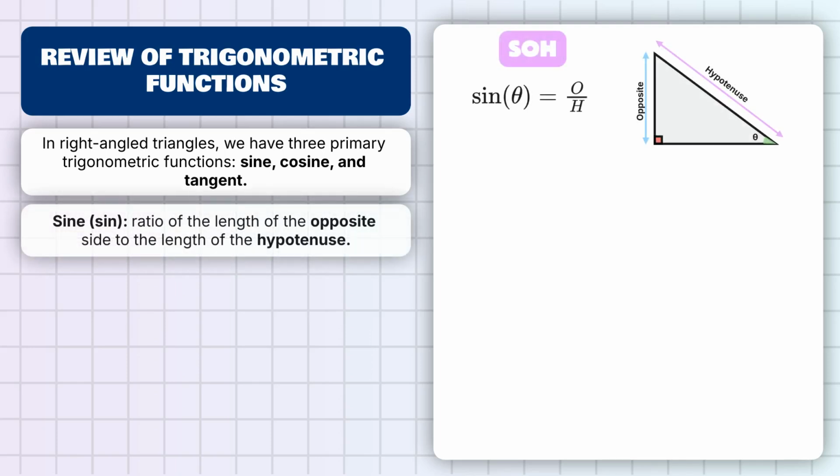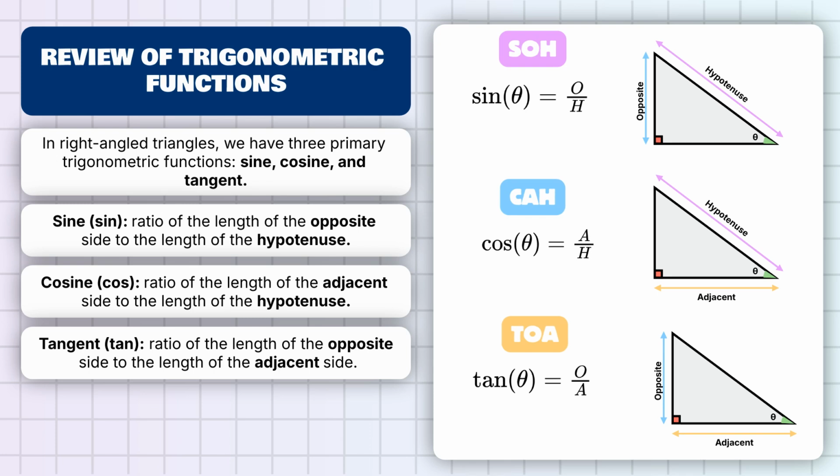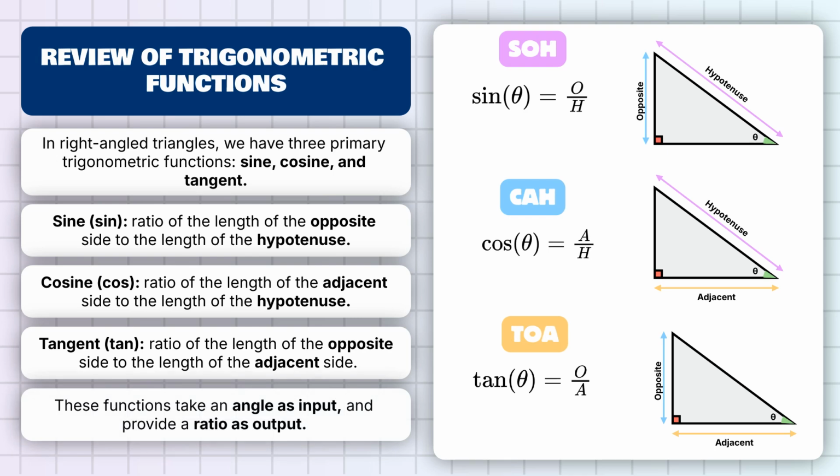The sine of an angle is the ratio of the length of the opposite side to the hypotenuse. The cosine of an angle is the ratio of the length of the adjacent side to the hypotenuse. And the tangent of an angle is the ratio of the length of the opposite side to the adjacent side. These functions take an angle as input and provide a ratio as output.